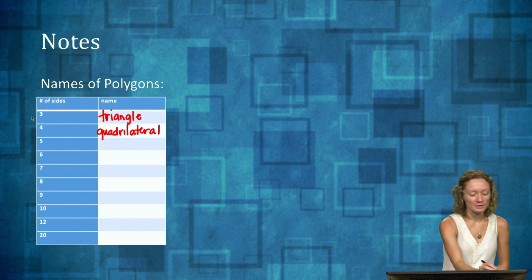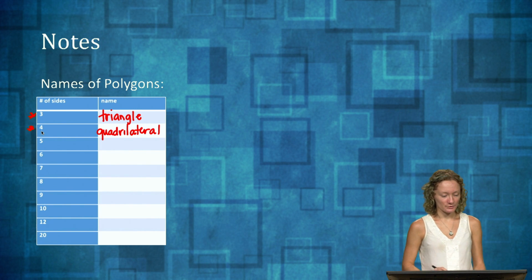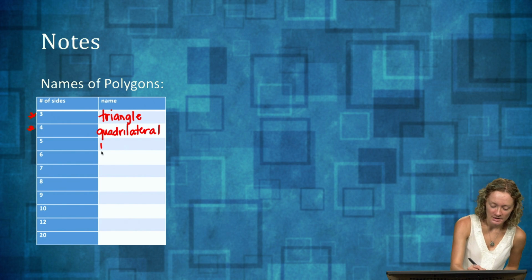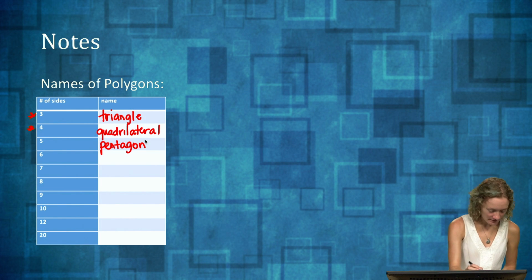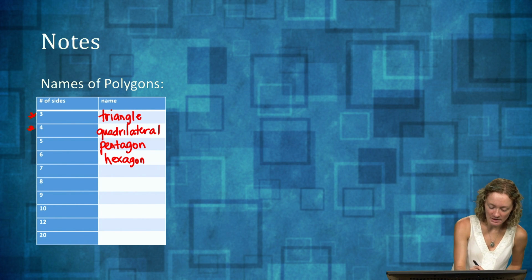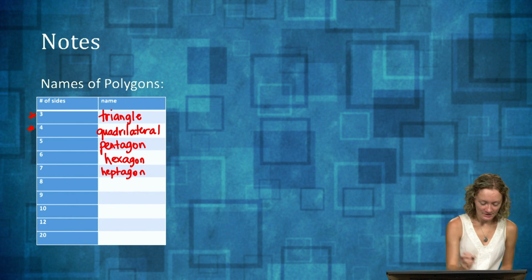We'll take a deeper look at specifics with triangles and quadrilaterals later in the video. The rest we're just getting the names for. A five-sided figure, a general five-sided figure, is a pentagon. A six-sided figure is a hexagon. A seven-sided figure is a heptagon. An eight-sided figure, you can probably get this one, an octagon.